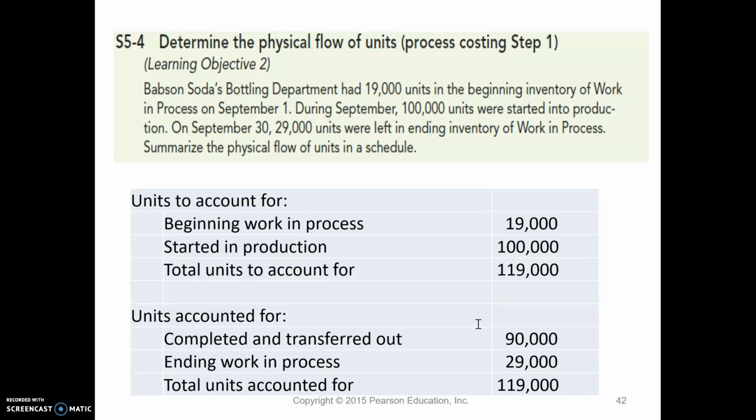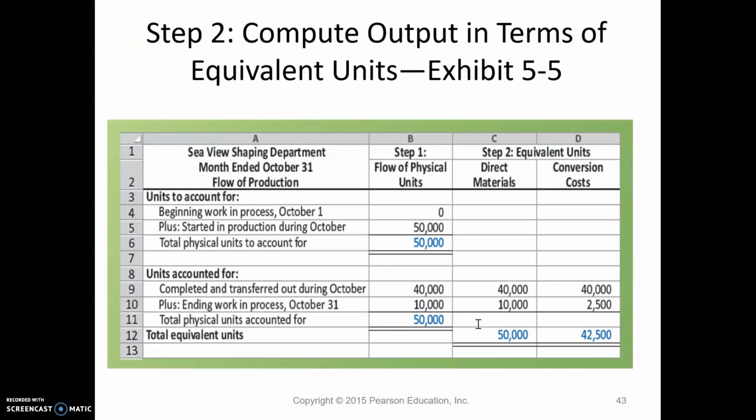That's our step 1. Step 2 is to compute the output in terms of the equivalent units. So we use the units to account for just to do the reconciliation, but our focus is going to be on the units accounted for, because these are the units that we are going to be assigning costs for. That's the whole point of what we're doing. We're trying to figure out what's the cost that moved on to the next work in process inventory account, or finished goods if you're the last process. And then we also want to figure out what are the costs that we should be showing in our ending work in process inventory account for this department. So after we do our reconciliation, our focus is on the units accounted for.